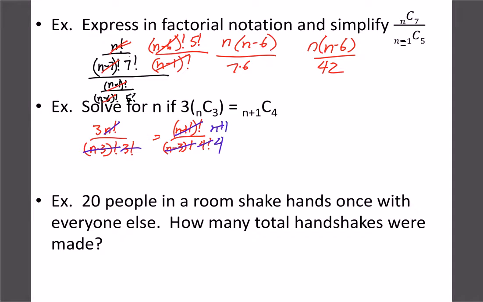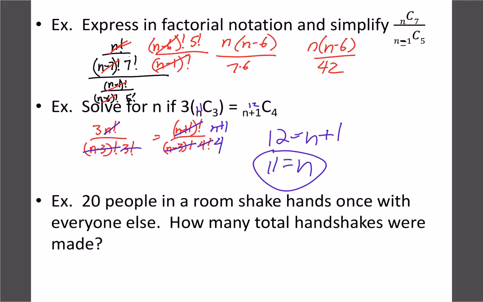So if we cross multiply these, we have 3 times 4, which is 12, and we just have our n plus 1. Bring the 1 over, we just get 11. So that means if we go back to the original and put in 11 for our n's, 12C4 is the same thing as 3 times 11C3. And you can check that on your calculator and it will indeed work.